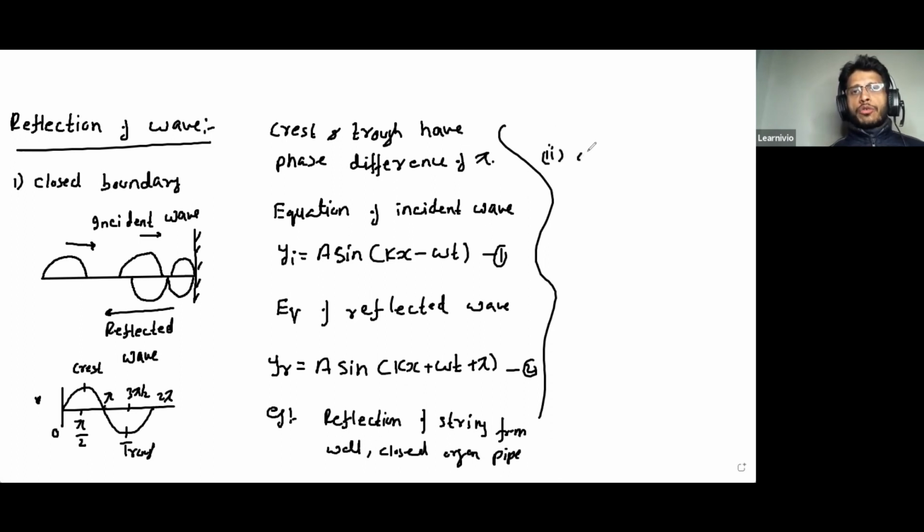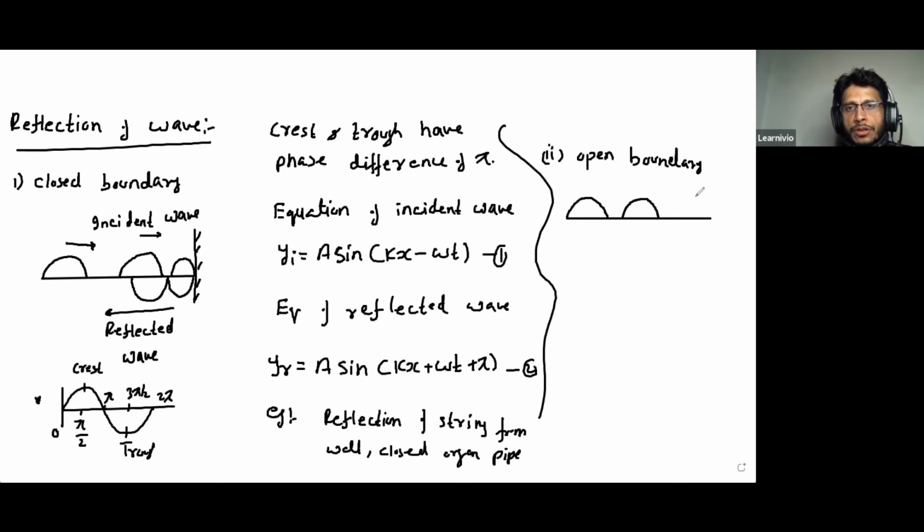But instead of a closed boundary, if you have an open boundary, if the wave is reflecting from an open boundary, one example of an open boundary is an open organ pipe, like a flute. In the case of a flute, your waves reflect from an open boundary. So this is your string. Your wave is reflecting from an open boundary. So open boundary means this is a crest, this is a crest, this is a crest.